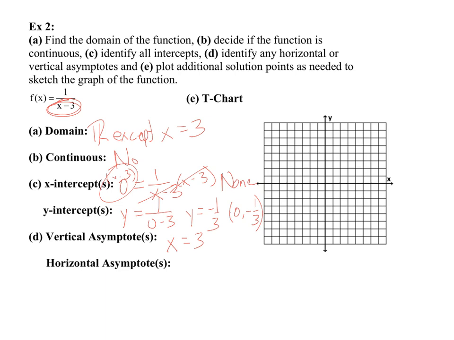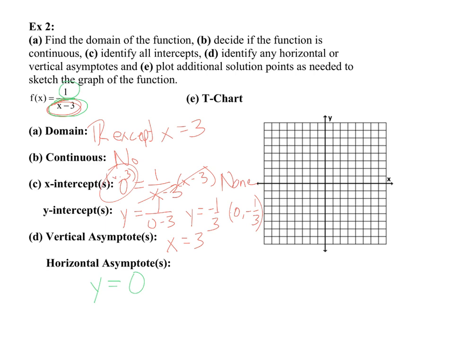And then the horizontal asymptote. All right, this is where you've got to look at the 3 scenarios. The degree of the numerator is 0. The degree of the denominator is 1. So in this case, our horizontal asymptote will be y equals 0. No work involved. All right, now for graphing.